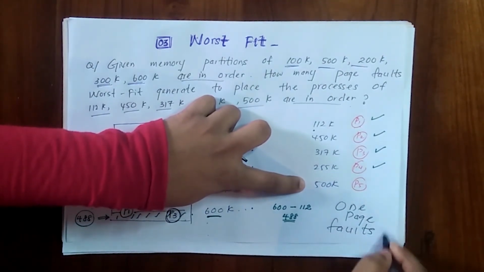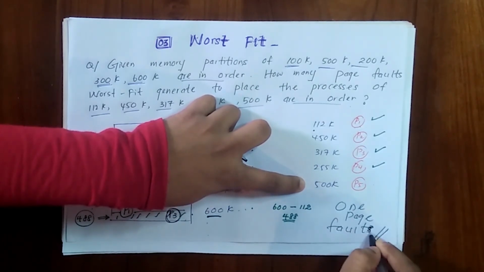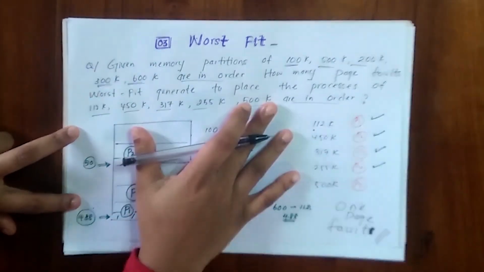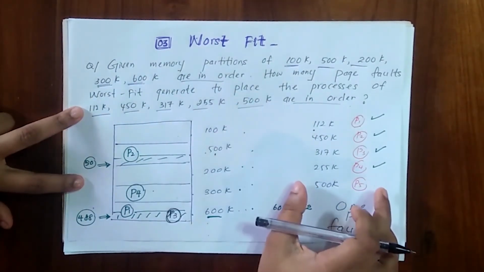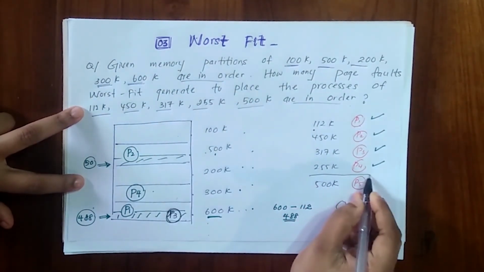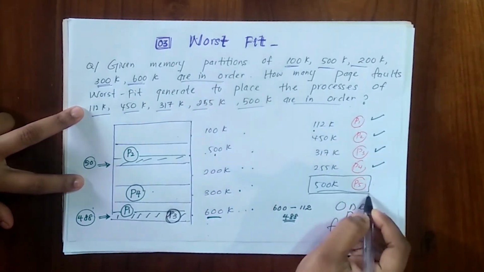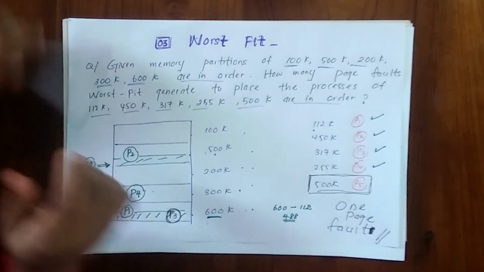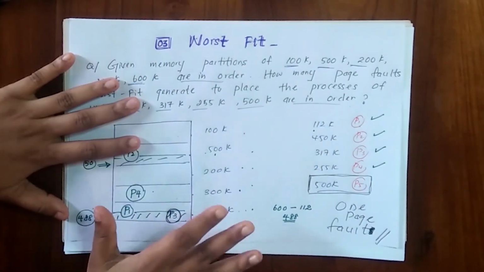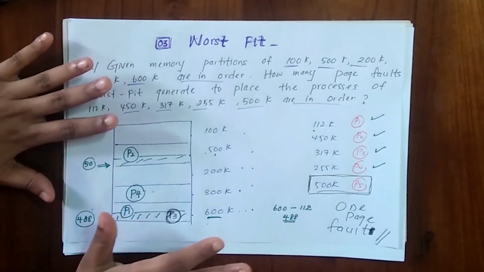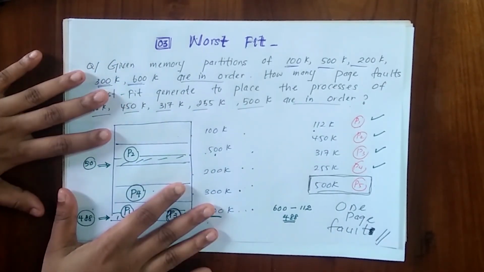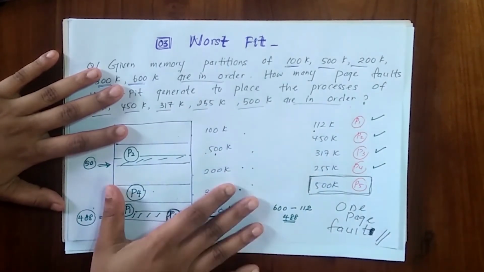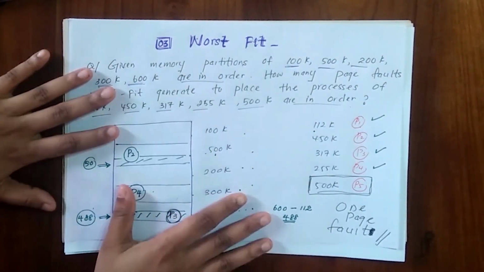Sorry, no S here, again, one page fault. So for this also, we can't place the process five, it is left behind, so there is one page fault. So we are done with worst fit as well. I think you got what you have to do, and I discussed all three types: best fit, first fit and worst fit.